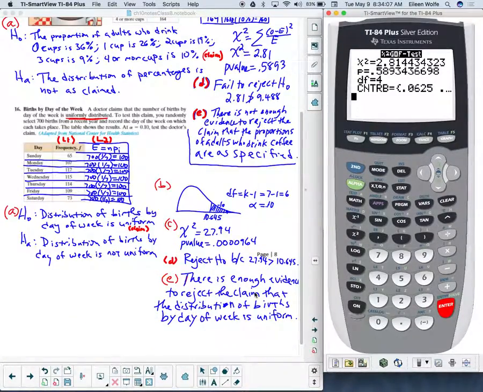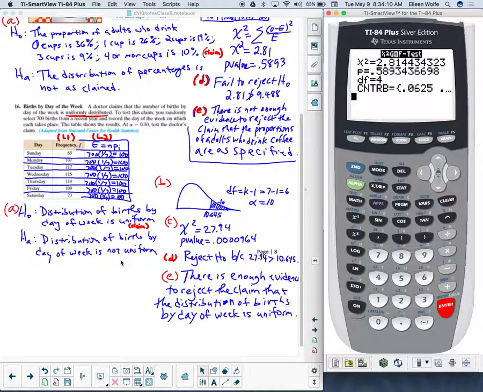So in example 16 below, births by day of week, we have a doctor claiming that the number of births by day of week is uniformly distributed. So basically, is it just random? Random baby births by day of week, are they uniform? So here is data from 700 births. And what we want to know is, for these 700 births, if the distribution is uniform.